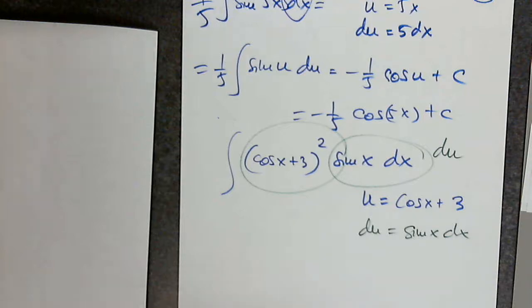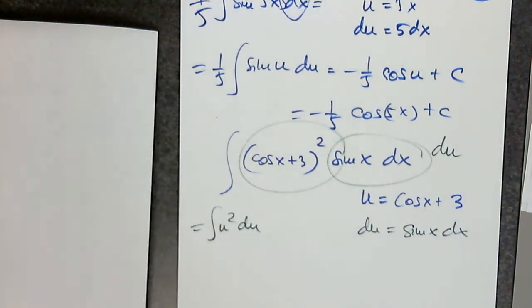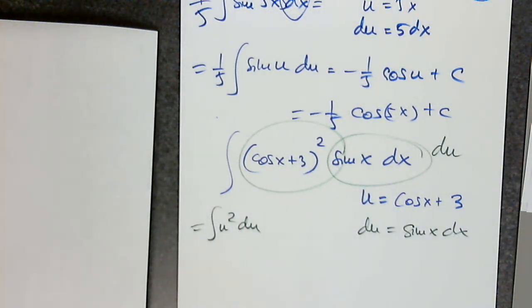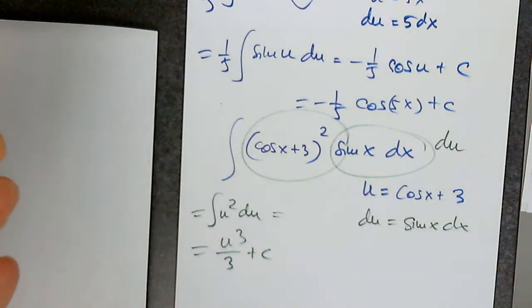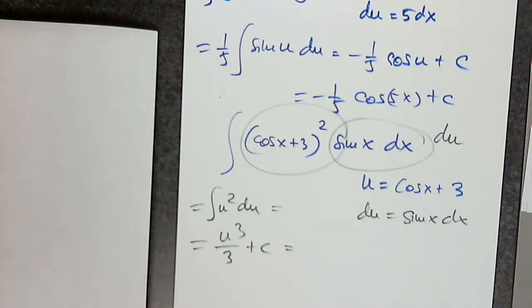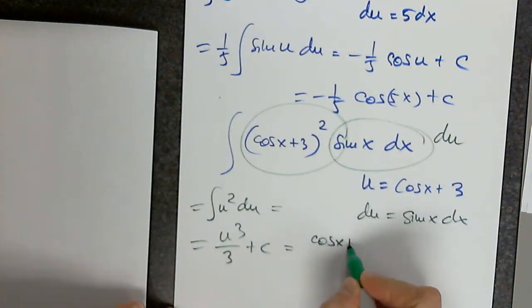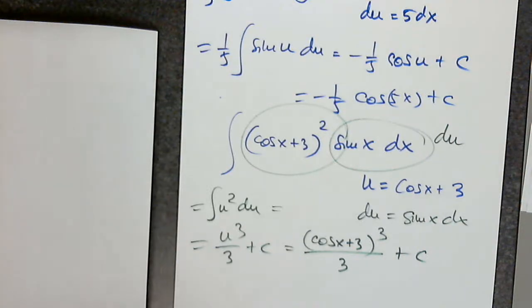Therefore, this is, yes, the integral from u squared du. Which one would you prefer? All this or this? Right, because it really helps. Good. So this is nothing else but u cubed over 3 plus a constant c, and it's done. And yes, I cannot leave it in u. U was our tool, but the answer has to be given in x. So this is cosine x plus 3, everything cubed over 3 plus a constant c.